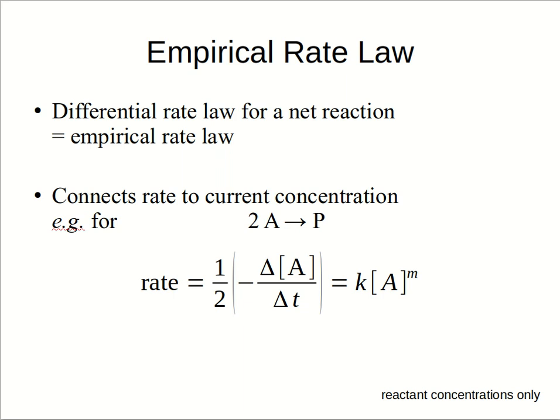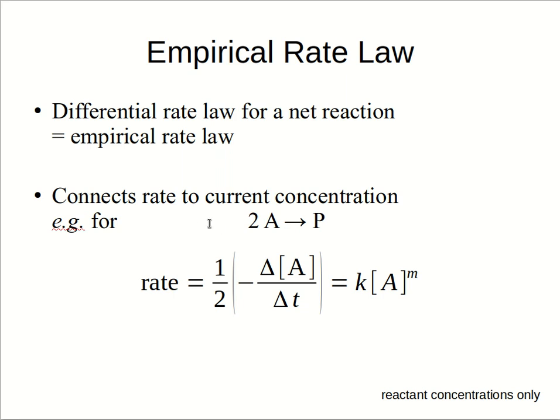After this rate law overview, let's dig into the empirical rate law, which is the differential rate law for net reaction. This is the one that comes with two names, and that on occasion leads to a little bit of confusion. So differential rate law for net reaction and empirical rate law are really the same thing. We are describing at the beaker level the rate for reaction. Reactants go to products. And this connects the rate to the current concentration.